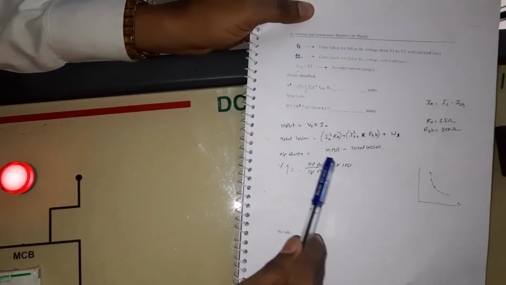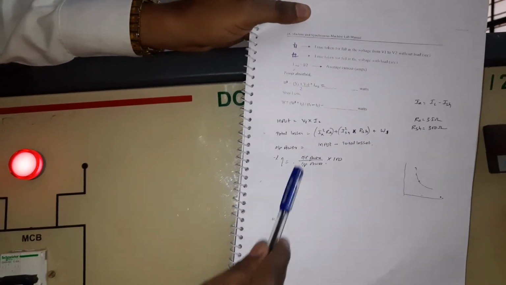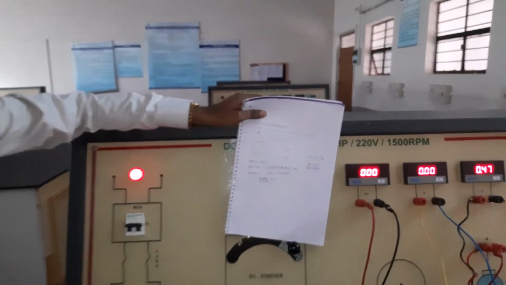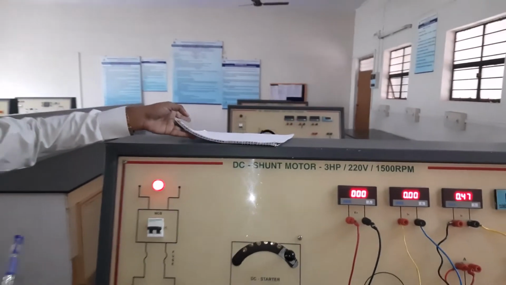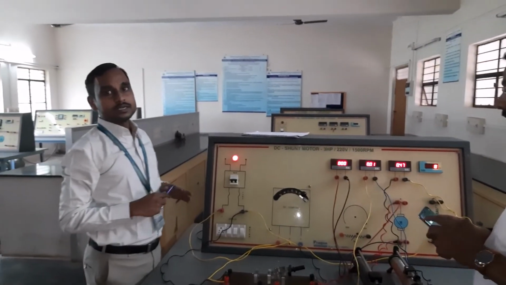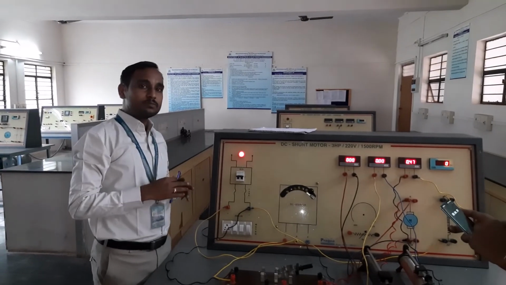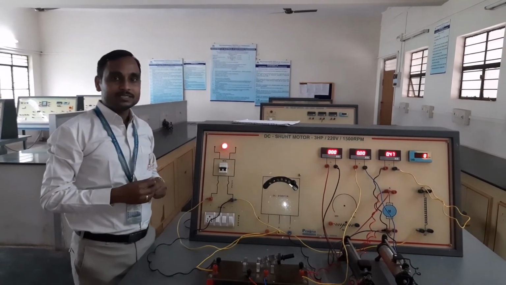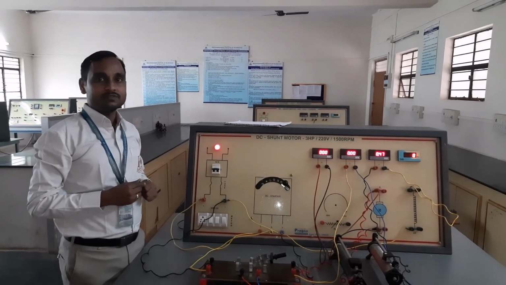To find out the total losses, and finally you find out the percentage efficiency by using output power by input power into 100. This is called a retardation test. It is one of the tests used to find out the performance of the DC machine, and you can find out the losses as well as the efficiency of the DC machine.